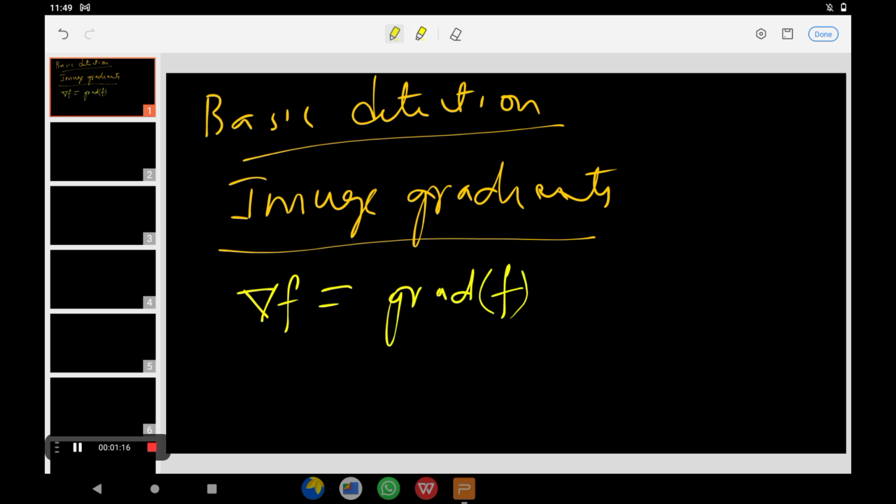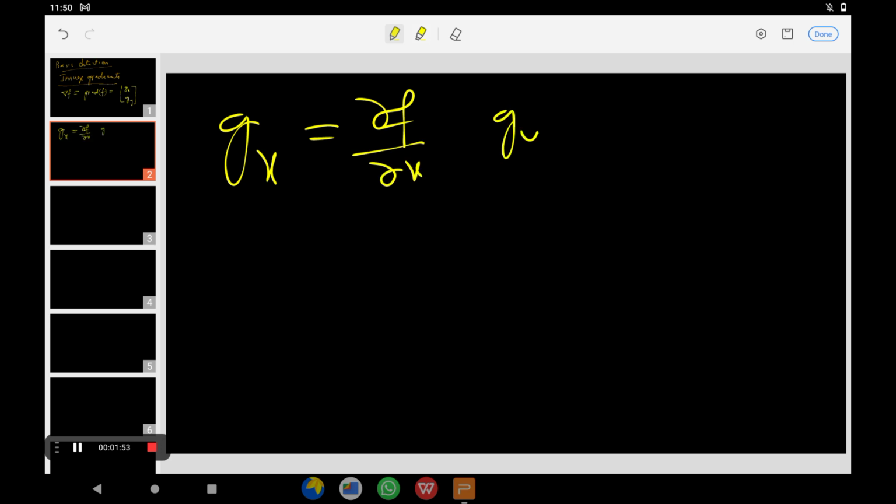That is nothing but the gradient of f, which we can represent as gx and gy. This is the notation, where gx is equal to dou f by dou x, as well as gy is equal to dou f by dou y.